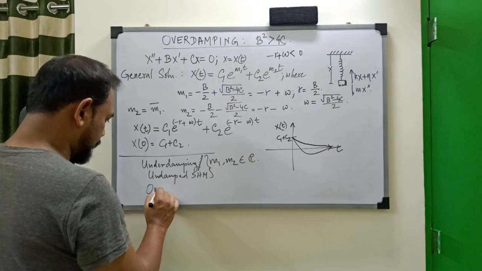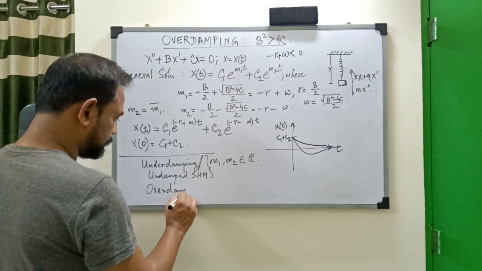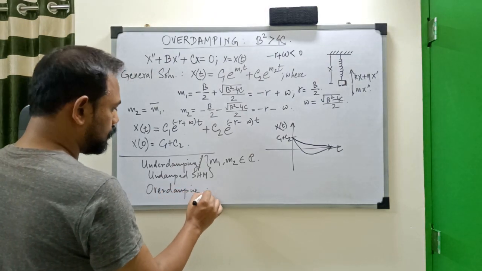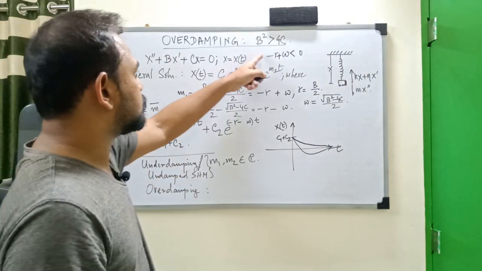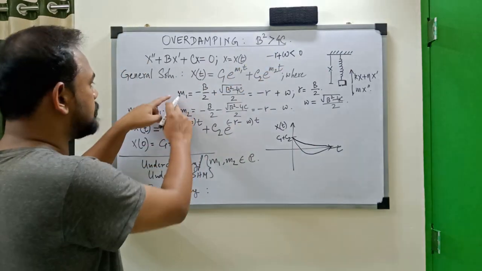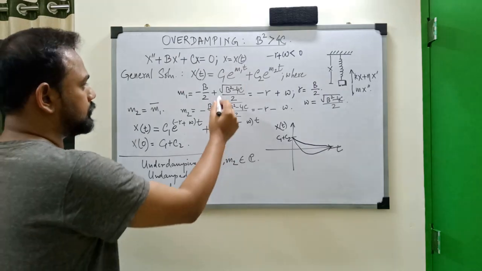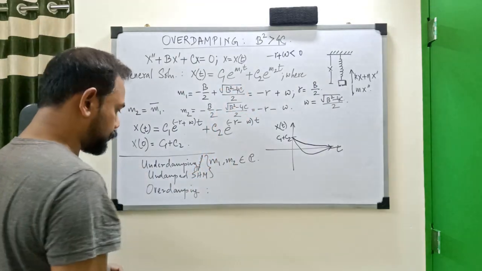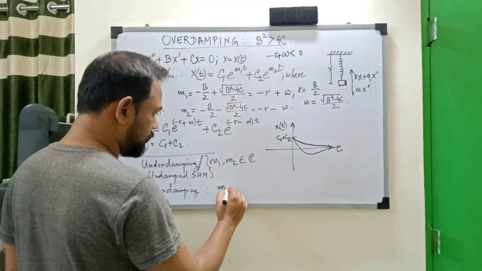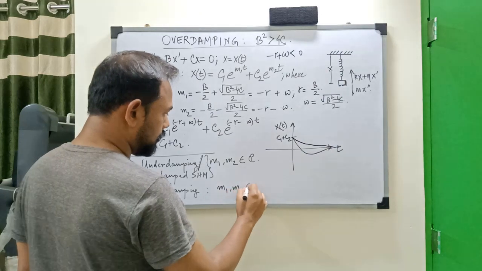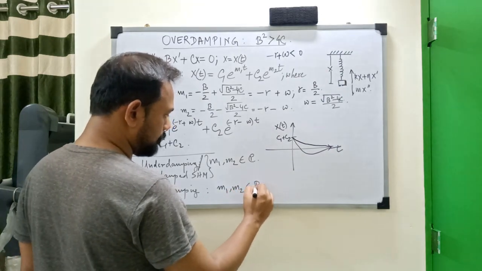In the case of overdamping, where b squared is greater than 4c, m1 and m2 are real numbers, because now this is the square root of a positive number. So m1 and m2 are real numbers.